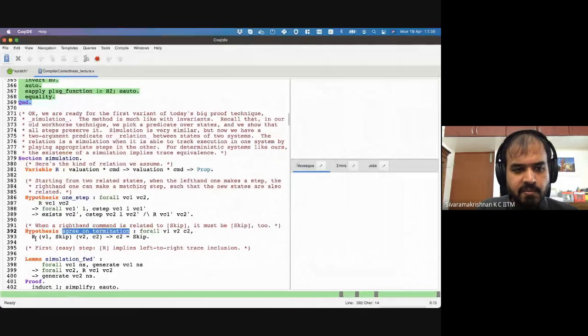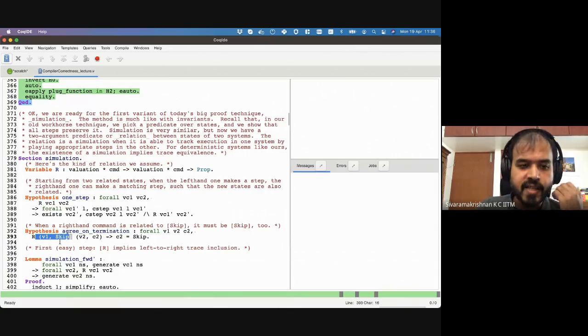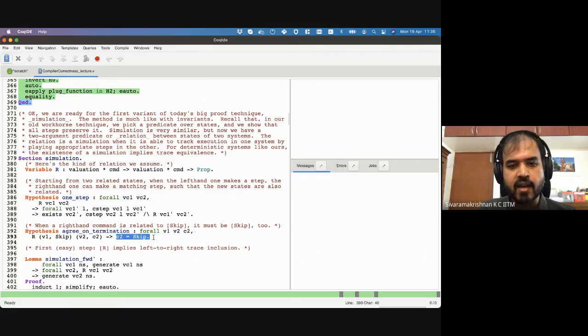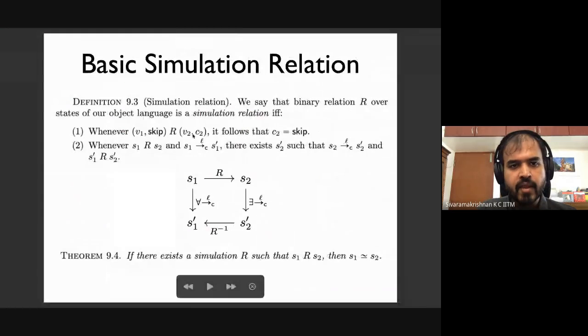And what does it say? If the left-hand side state is in fact skip, right? Then the right-hand side command is also skip, right? This is agree on termination that we have here, right?